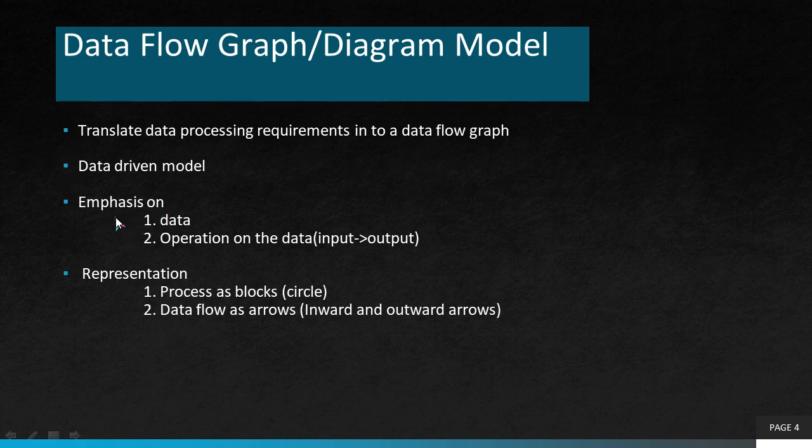Then it emphasizes mainly 2 things. The first one is data, the input and output data, then operations on the data. Operations on the data will convert the input data into the output data. Then I already told that it is a data flow graph, so it is a visual model, so it will have some representations. Here processes are represented as blocks and data flows are represented by arrows. There will be both inward and outward arrows: inward arrows for input and outward arrows for output data.